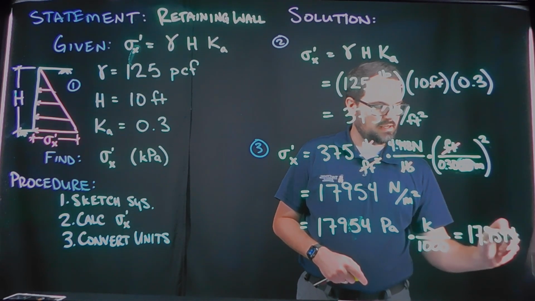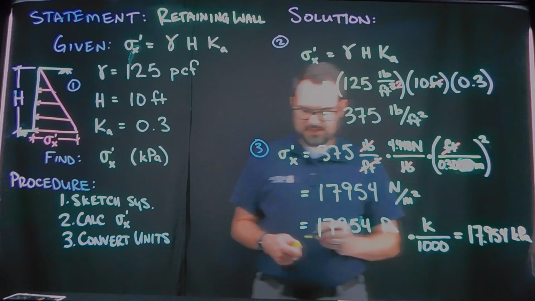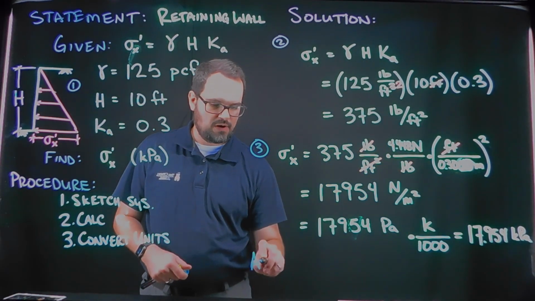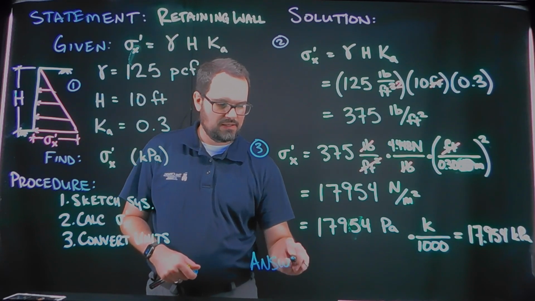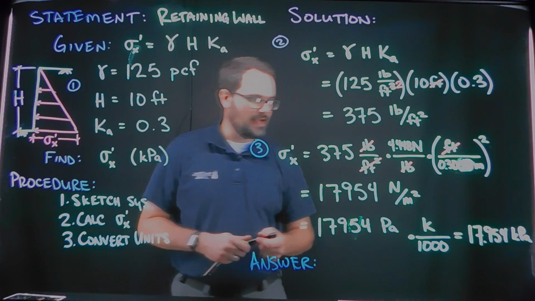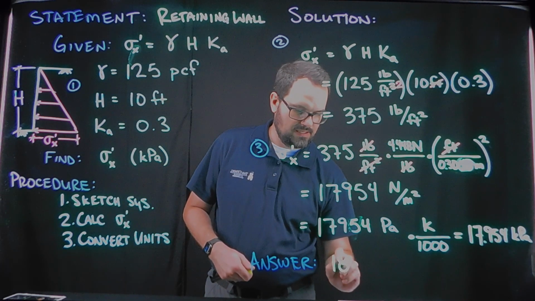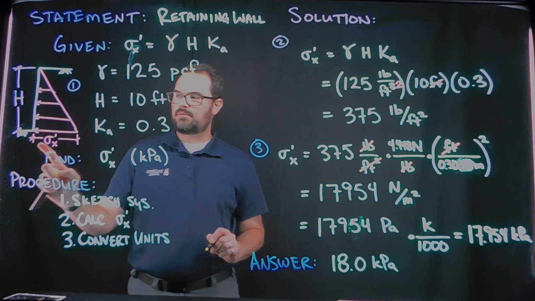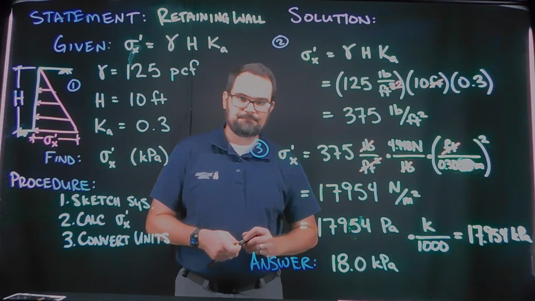17.954 kilopascals. And so, I would then report my answer, probably with 3 sig figs, as 18.0 kilopascals as my pressure at the bottom of the wall.